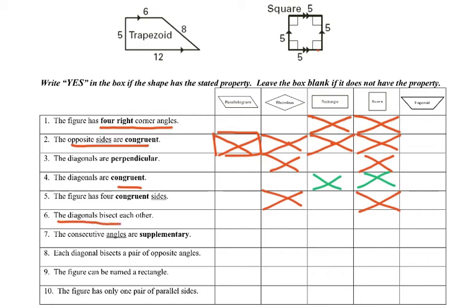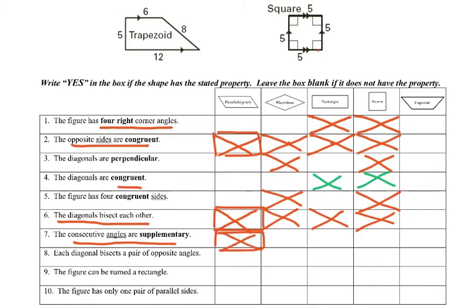Number 6, diagonals bisect each other. That's one of our main properties of a parallelogram. We learned that like right out of the gate. Diagonals bisect each other. So if it works for a parallelogram, it's going to work for a rhombus and a rectangle and a square because those are parallelograms. Same thing with consecutive angles supplementary. That's one of our first properties we learned for a parallelogram, so it automatically goes for rectangle, rhombus, and square.